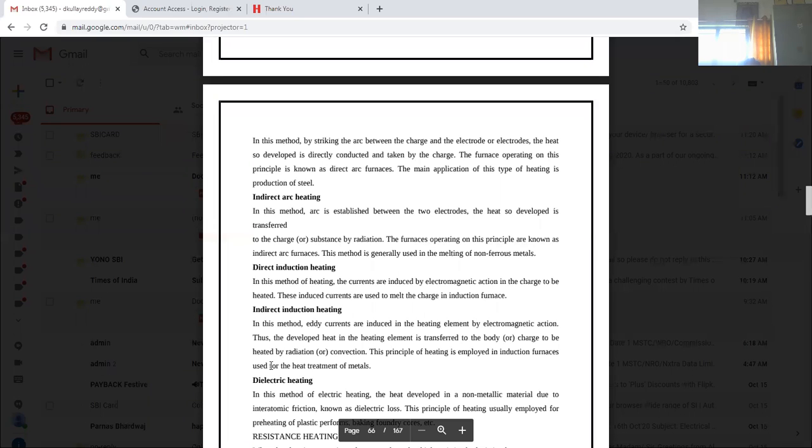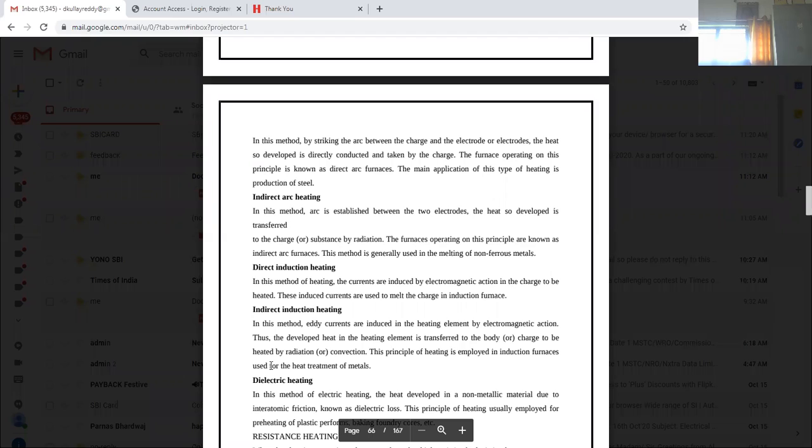Indirect means that whatever energy the heating element produces is transferred to some other body or material by radiation or convection. What is the difference between indirect and direct? Direct means giving the energy directly. In the indirect induction process, the same electromagnetic induction occurs, but the heat produced is transferred to some other body by the radiation or convection process. This process we call indirect induction heating.